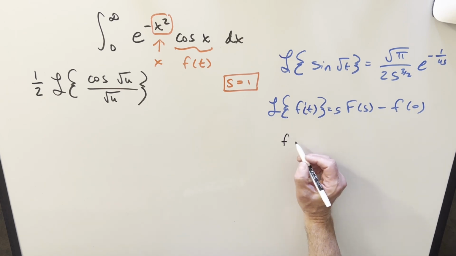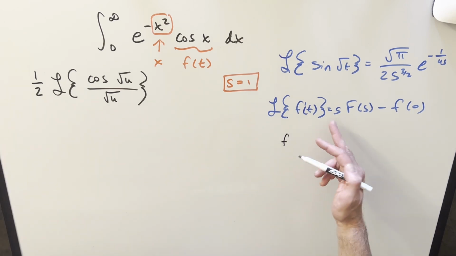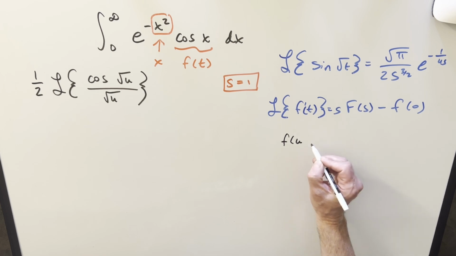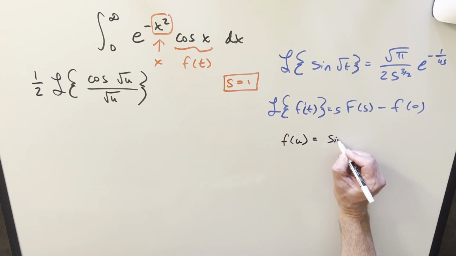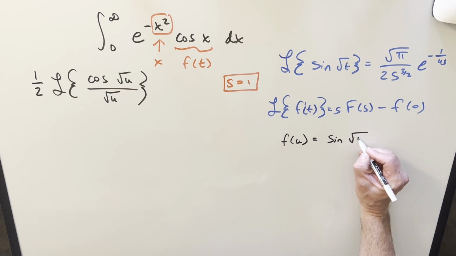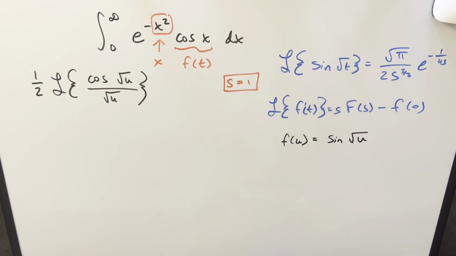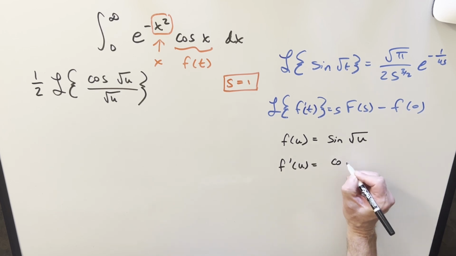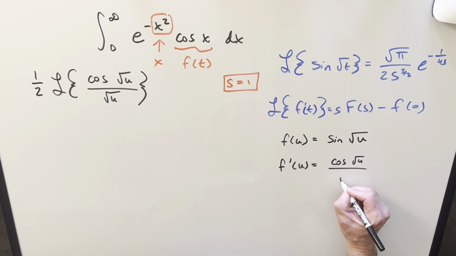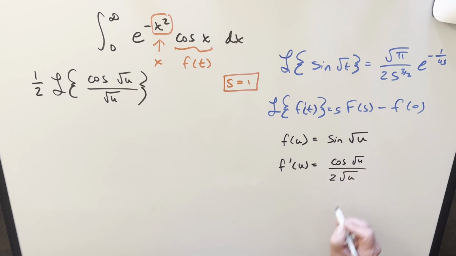Actually, our variable over here is u, so in the formula it's t. Don't worry too much about that. For our f of u value, we're going to call f of u just sine square root of u, so we can put this to use later. And then if I take a derivative on this, f prime of u is just going to be cosine square root of u over 2 square root of u.